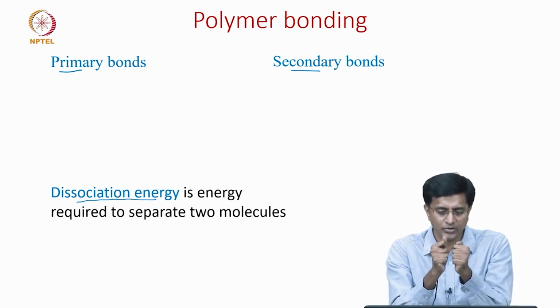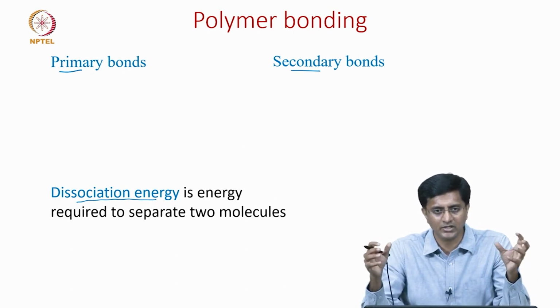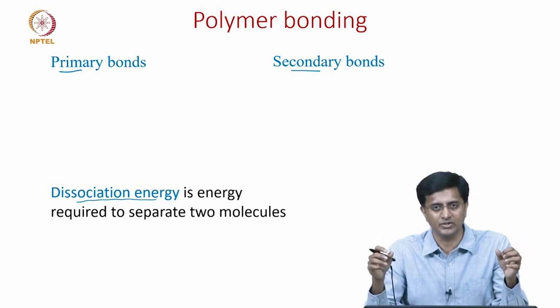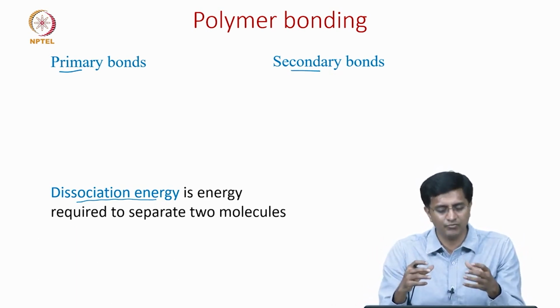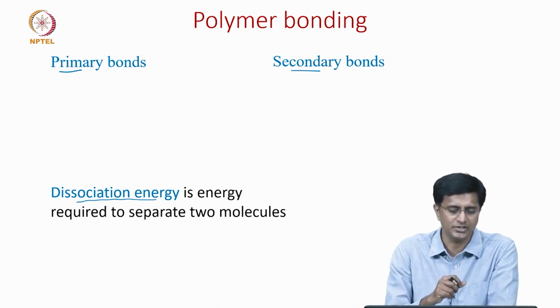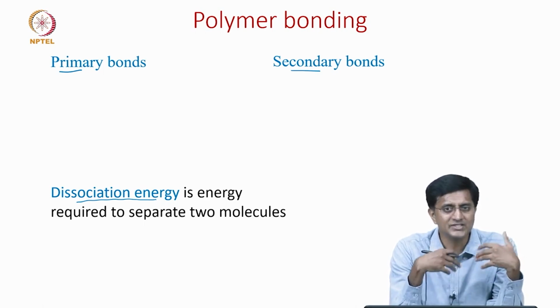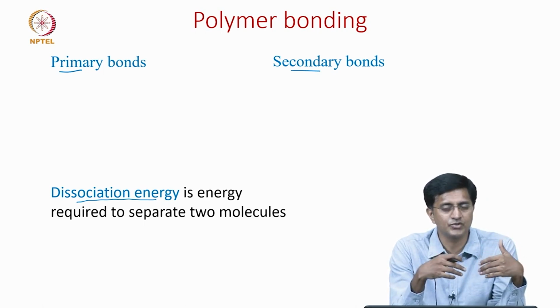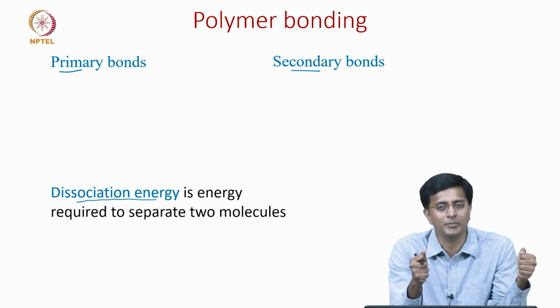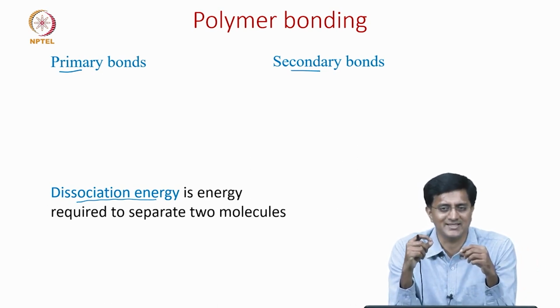Let us say we have two molecules close by, and now we supply energy to move them apart, such that after separation the attraction between them is negligible. This amount of energy which is required to move them apart is called the dissociation energy. So, primary bonds are those where this dissociation energy is large, which means you need to supply a large amount of energy to move them apart, whereas in secondary bonds this energy is very less.